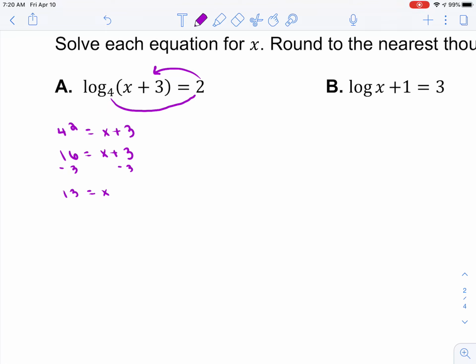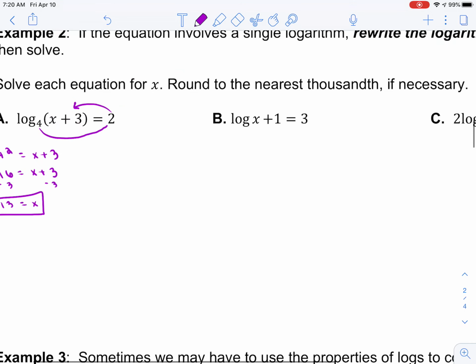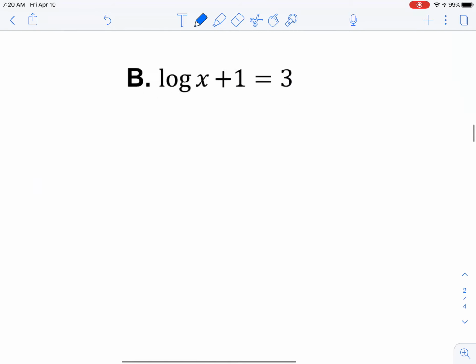If I sub in a 13, it does in fact make that log positive. In fact, it makes it a 16, and that does check. 4 to the second power does equal 16. So it's kind of cool. You could check as you go. Same thing with this next problem.